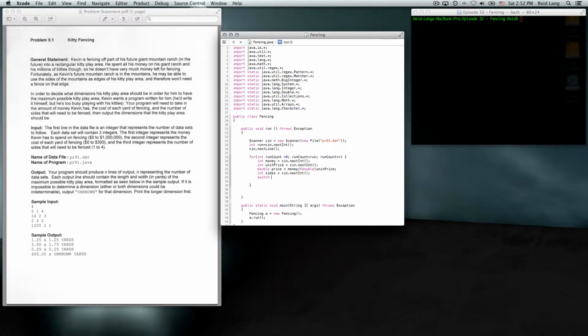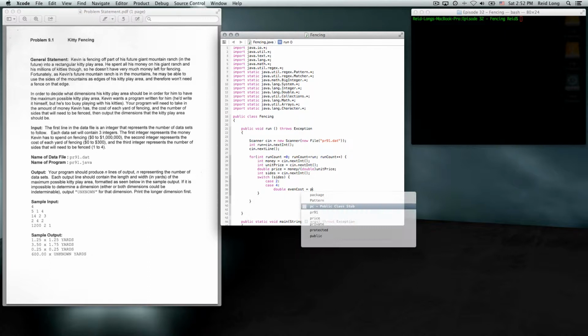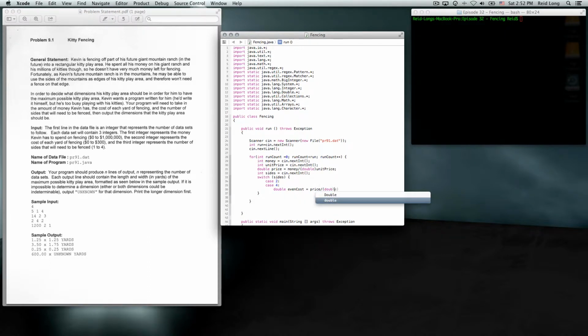So switch of sides, because that's what I'm using as my determining factor. I have a case where it is 2, a case where it is 4. So that's catching those. And inside the case 4, I'm going to take a double even cost, because this is going to be the even case. And I'm going to go price divided by double sides. That's just the math: you take the price, which is 5 divided by 4, 1.25, that's your side length, or your side value.